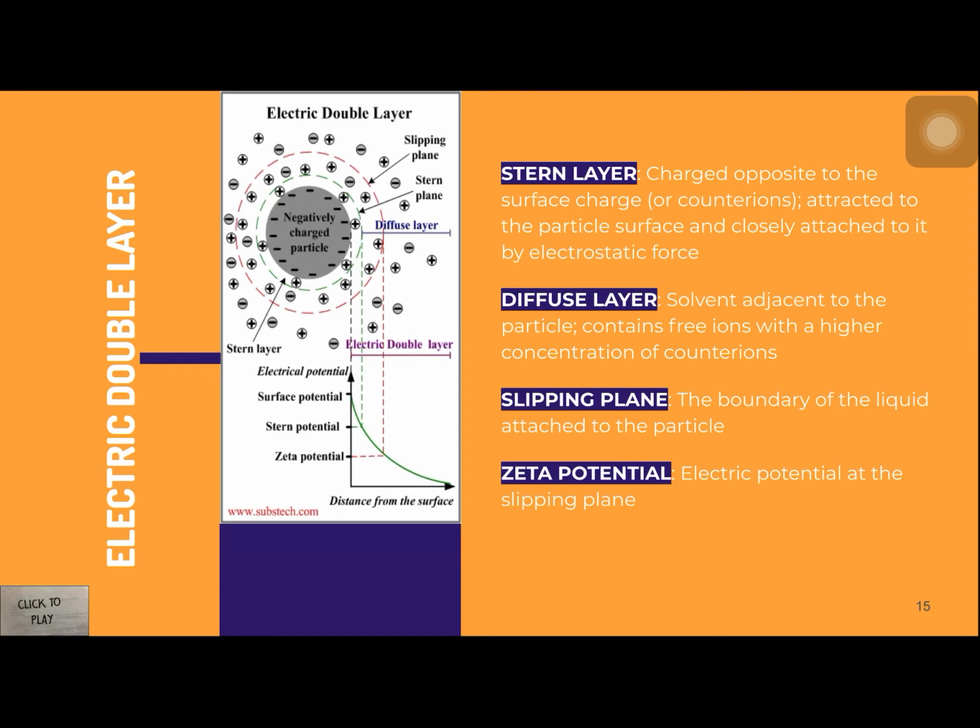Electric double layer is the layer surrounding a particle of the dispersed phase and including the ions adsorbed on the particle surface and the film of the countercharged dispersion medium. The electric double layer is electrically neutral.